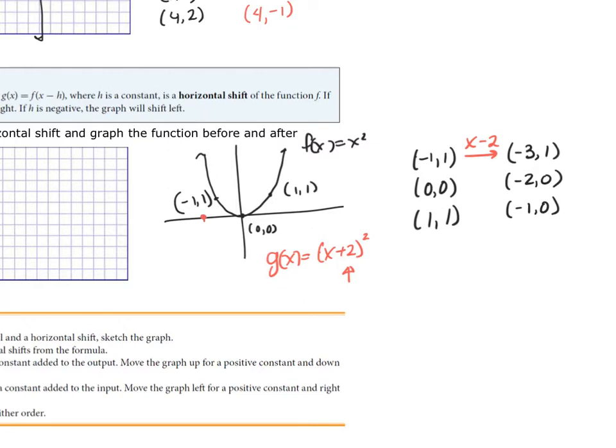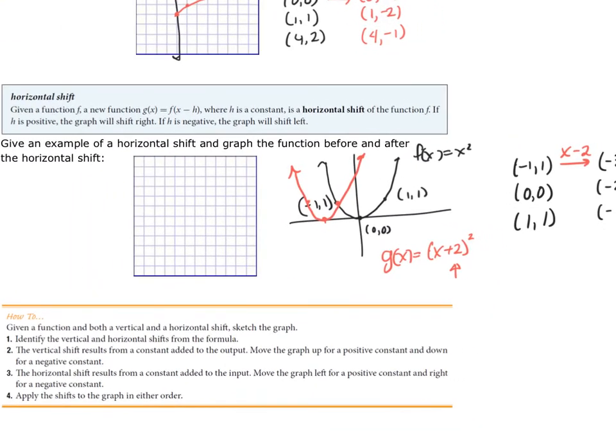So here is where my 0, 0 went to. I'm going to go through the point, and that should be 1. Change that to 1. And so I'm going to go through the point on my transformed graph. I'm going to go through the point negative 3, 1. And so here's what my transformed graph looks like. So there's my g of x.